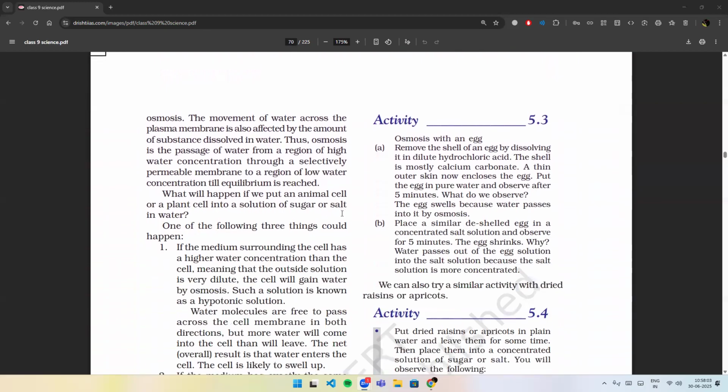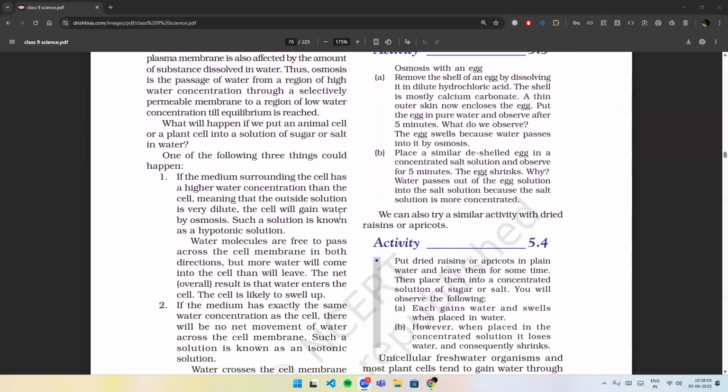The movement of water across the plasma membrane is also affected by the amount of the substance dissolved in water. Thus, osmosis is the passage of water from a region of high water concentration through a selectively permeable membrane to a region of low water concentration till equilibrium is reached.